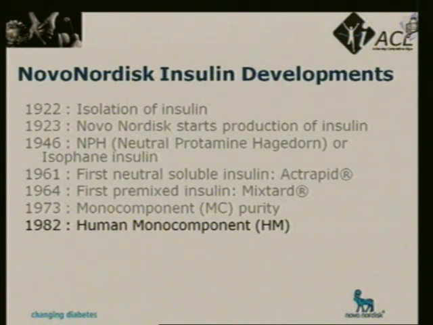As you're well aware, the insulins were originally obtained from cattle, so it was called bovine insulin. Subsequently, purer forms of insulin were made available from pigs, that was called porcine insulin. And in 1982, for the first time, human insulin was discovered by recombinant DNA technology.